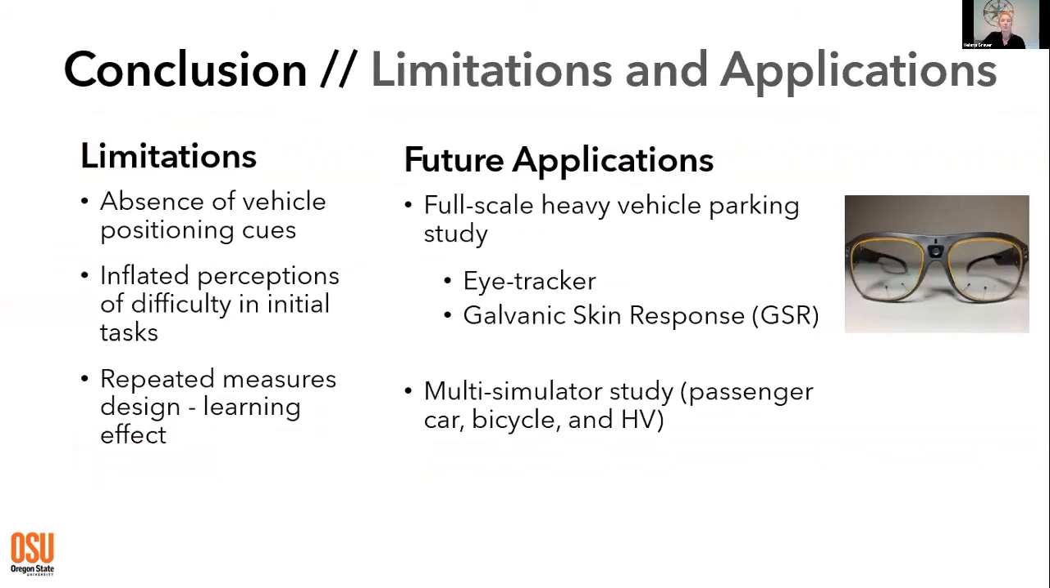So, limitations and application. Some of the limitations, as I stated before, are the absence of vehicle positioning cues. The design of the simulator doesn't show the rear wheel, the trailer, or the hood. And so that can impact how participants behave in the simulator.